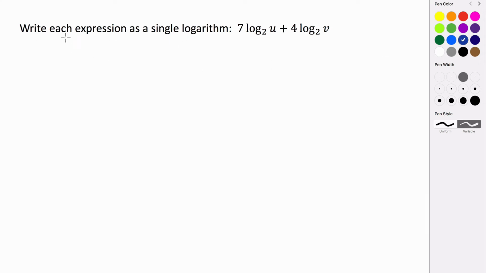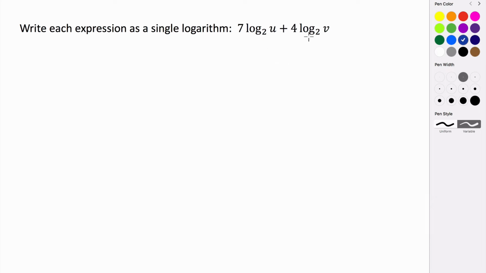So in this example, we want to write this expression as a single log. So we have 7 times log base 2 of u plus 4 times log base 2 of v. So we see that we have 2 logs with the same base, and that's a good thing. If we want to try and put them together, most of the time we need the logs to have the same base. But because we have these coefficients and we have these different arguments, we can't just add them.